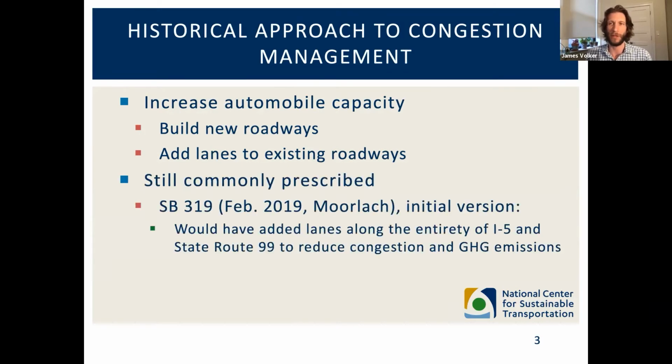A particularly blatant and grandiose example of this was the original version of Senate Bill 319, proposed by Senator Morlock back in early 2019. What this bill would have done in the original form would have added lanes along the entirety of Interstate 5 and State Route 99, with the ostensible purpose of reducing congestion and greenhouse gas emissions in the state. The capacity expansion provisions were ultimately removed from the amended bill, and it never passed in any event.